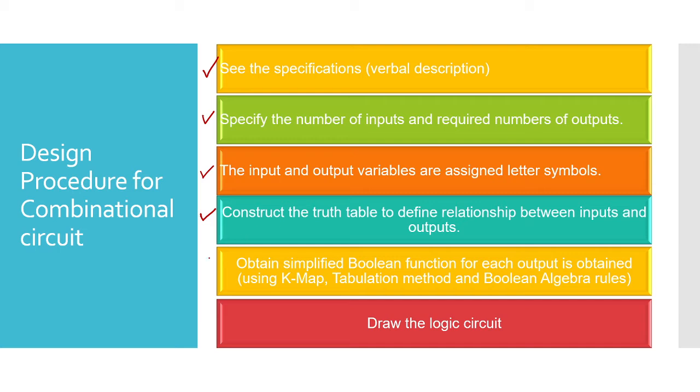Next step is, once you know the truth table, you will find the Boolean function for each output. You can directly get the Boolean function from the truth table, but our task will be to get the minimized Boolean function. So I will use minimization methods like the K-map method, the tabulation method, or Boolean algebra rules. For minimization we can use any one of the methods.